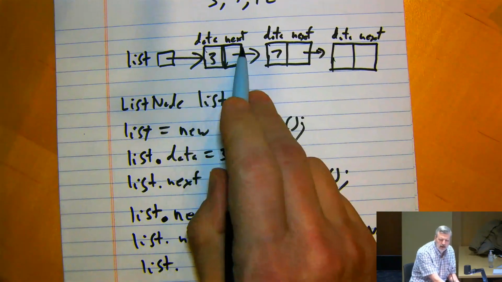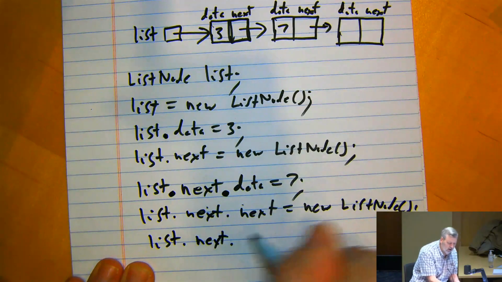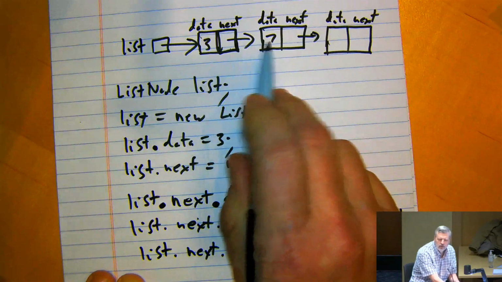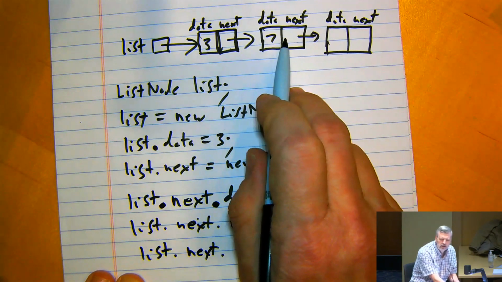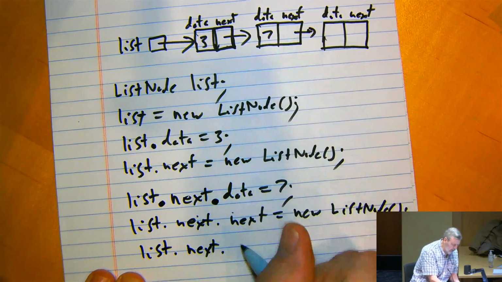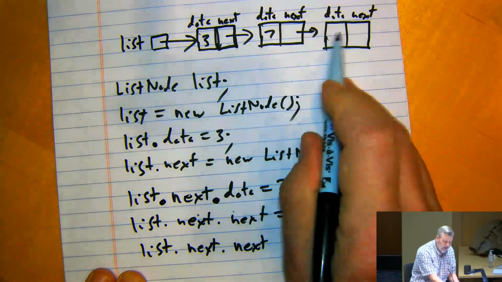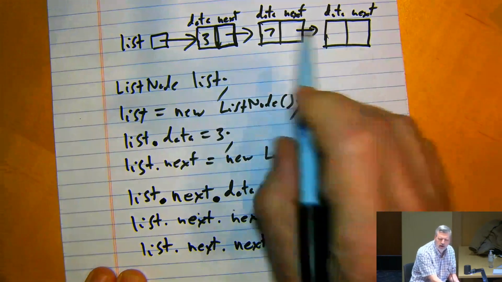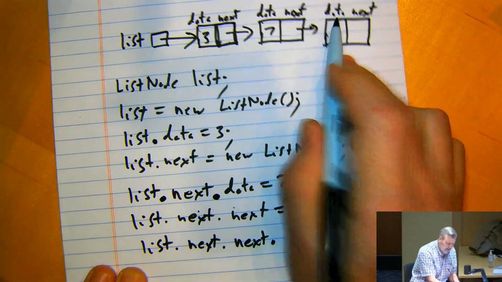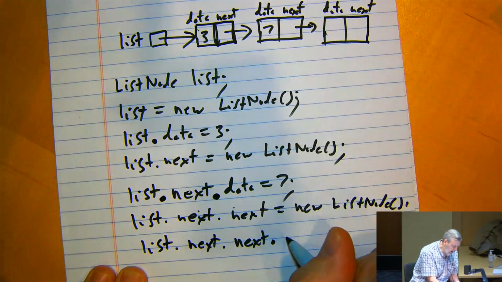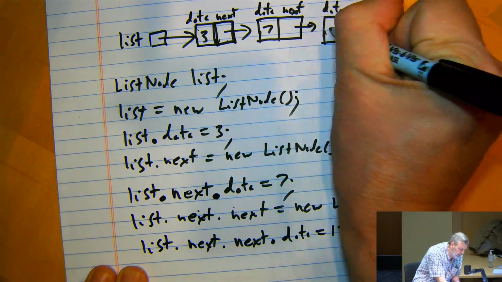I use the dot to get inside the first node, and it's the next field that I'm interested in. That node stores a reference, so I use a dot to get inside of the second node. What field am I interested in here? Not its data field. I'm interested in its next field. And that also stores an arrow, so I can use a dot to dereference that and get inside of this node right here. And here, the data field of this, I want to set to be 12. So I'll put a 12 right there.